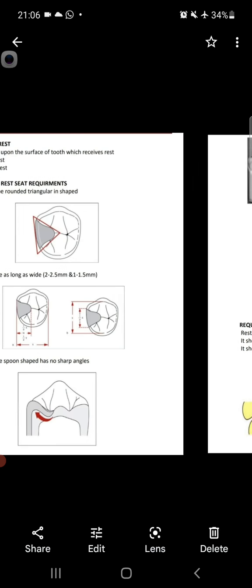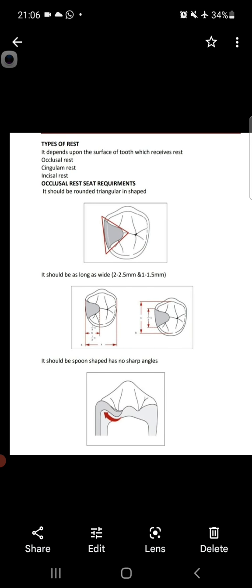Now come to the types of rest. This is very important, basically the shape of different types of rest, because it came in the March NLE dental step 1 exam. Types of rest depend upon the surface of the tooth which receives the rest. If the tooth surface is the occlusal surface, it is known as occlusal rest. If the tooth surface is the cingulum, it is known as cingulum rest. If the tooth surface is the incisal surface, it is known as incisal rest.